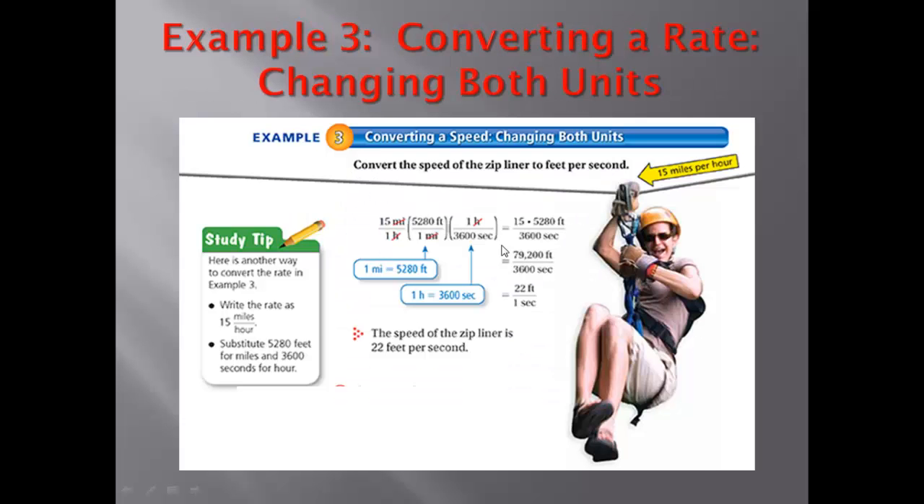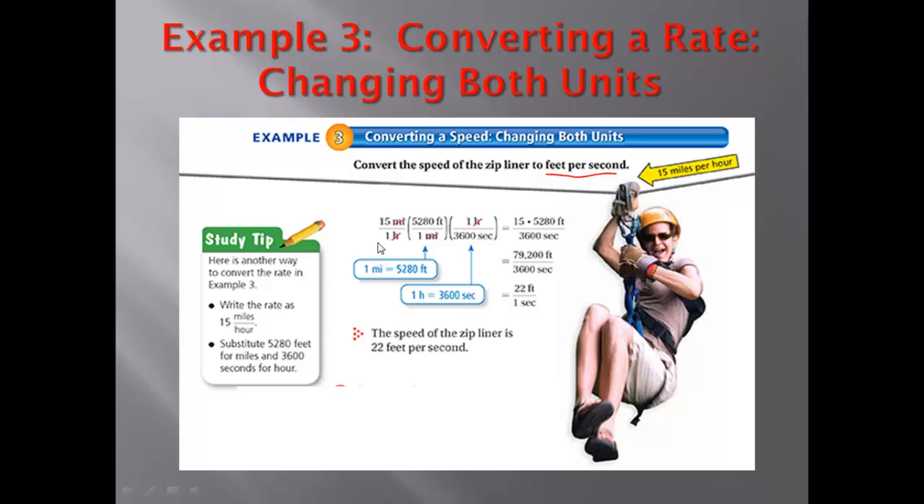For the third example, we're converting a rate, but we're changing both units this time. Convert the speed of the zipliner to feet per second. It tells us in the problem that the zipliner is 15 miles per hour. We have miles per hour, and we're changing to feet per second. So this time we're changing miles to feet and hours to seconds. So we're going to start with what we know. We know 15 miles per hour, so 15 miles over 1 hour.